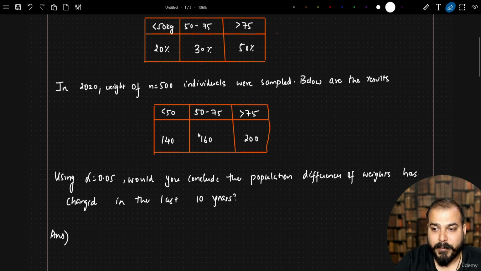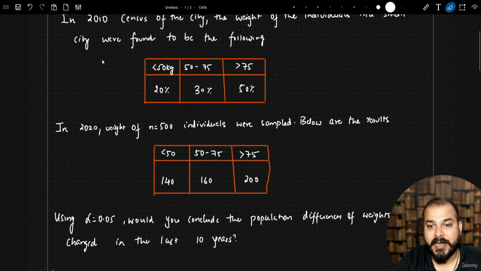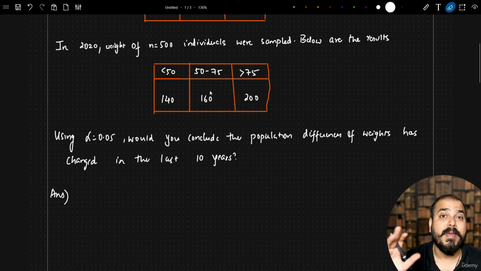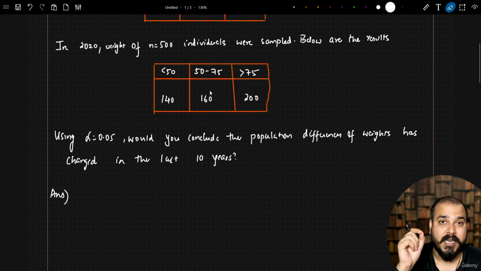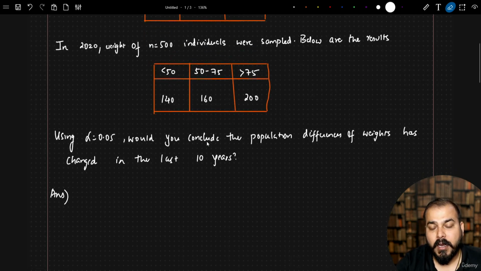Now based on this sample, we need to see whether there is a population difference with respect to 2010 and 2020. So using alpha is equal to 0.05, would you conclude the population differences of weights has changed in the last 10 years? And remember, this is my sample data, and with this, I want to make an assumption of the population in 2020. And for this, we will specifically use chi-square test because I have three categories. Now let me show you how we can solve it.